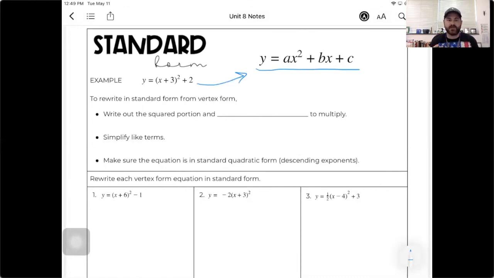To rewrite in standard form, you're going to write out the squared portion like this. If we take (x minus h) squared, we're going to write that out as (x minus h) times (x minus h), okay? And we're going to either FOIL, if you remember what that means, or just think of it as distributing. We're going to distribute to multiply, okay? Then we're going to simplify like terms, meaning we're going to combine like terms.